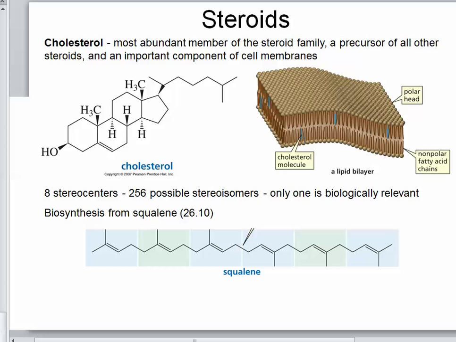Cholesterol is made from something that we call squalene, and squalene is something that you have seen in instrumentation class. We used to talk about squalene when we were talking about stationary phases and gas chromatography and other chromatographic separations. Squalene is very commonly found in shark oil, and this is the precursor that we can use for the biosynthesis route to make cholesterol.